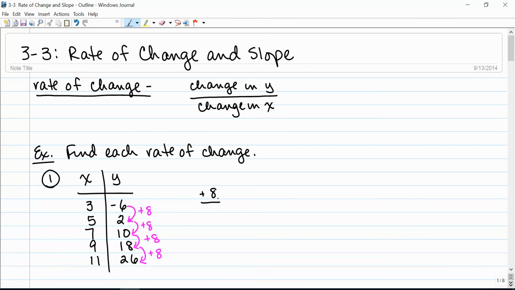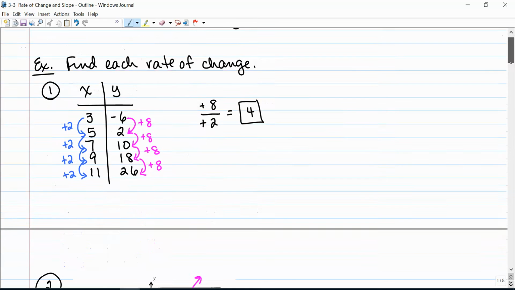Now let's figure out what our change in x is. When I move from 3 to 5, I'm adding 2. 5 to 7, I'm adding 2. 7 to 9, adding 2. And 9 to 12, I'm adding 2. So my change in x is a positive 2. So positive 8 divided by positive 2 means my rate of change is 4. Or sometimes it's written as 4/1.